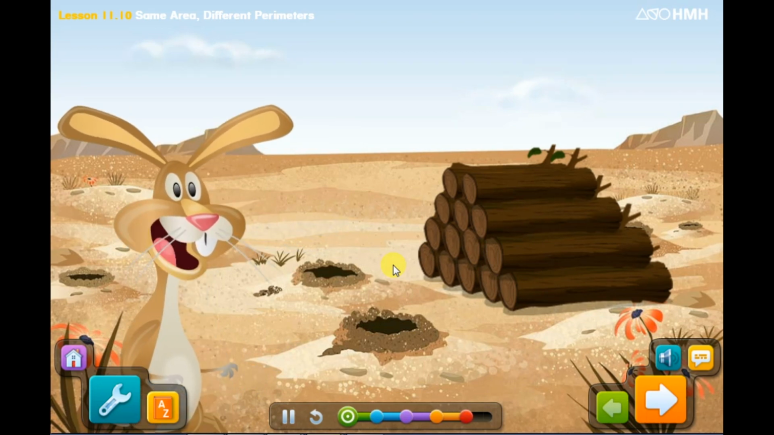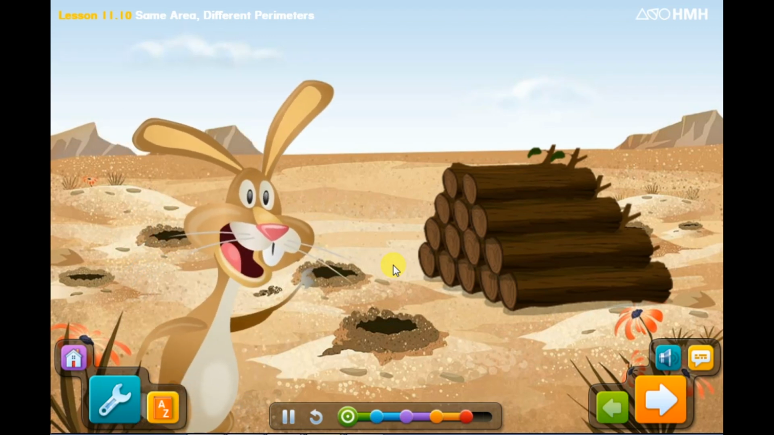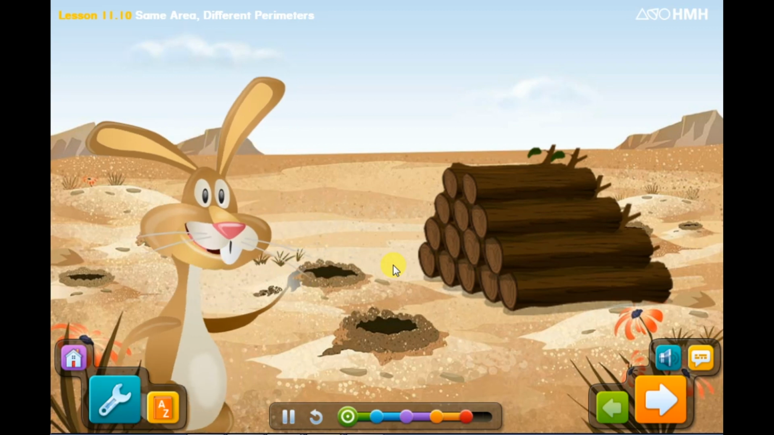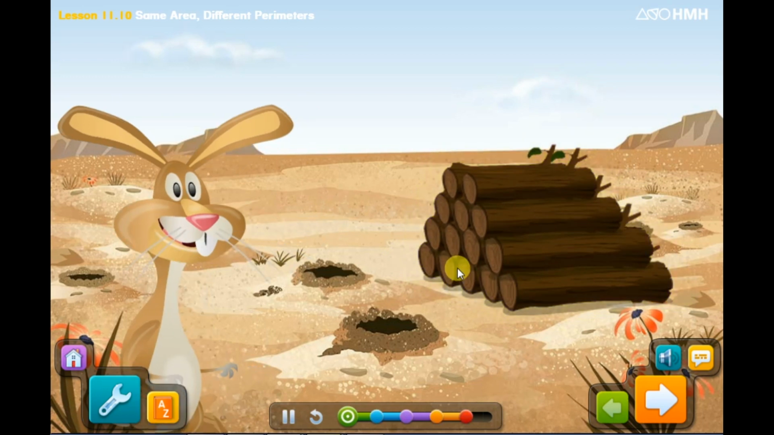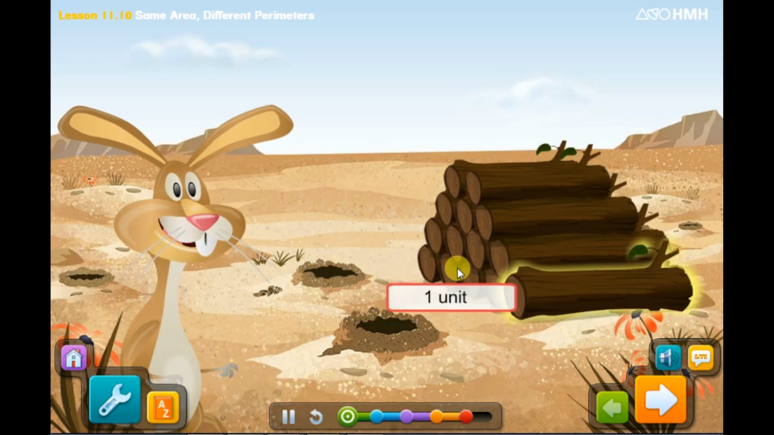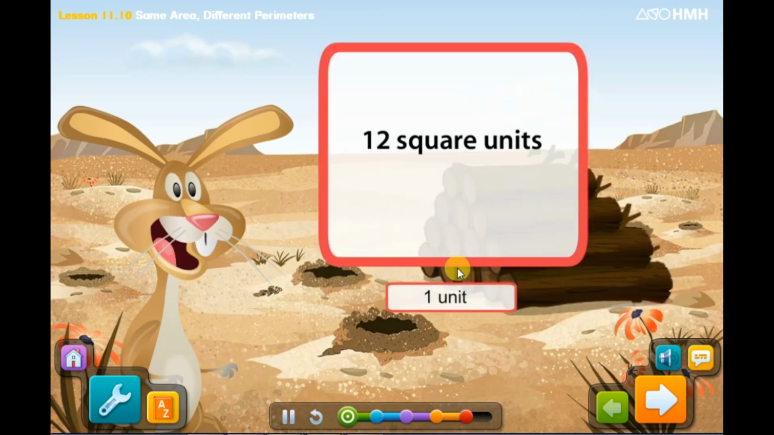Hi there! Two families were here a little while ago playing a game. They arranged logs to make a rectangle for the game field. Let's see how the field is made. Each log has a length of 1 unit, and the game field has an area of 12 square units. I wonder what's the least number of logs they could use to make the game field. To find out, we'll need to learn about rectangles with the same area but different perimeters.